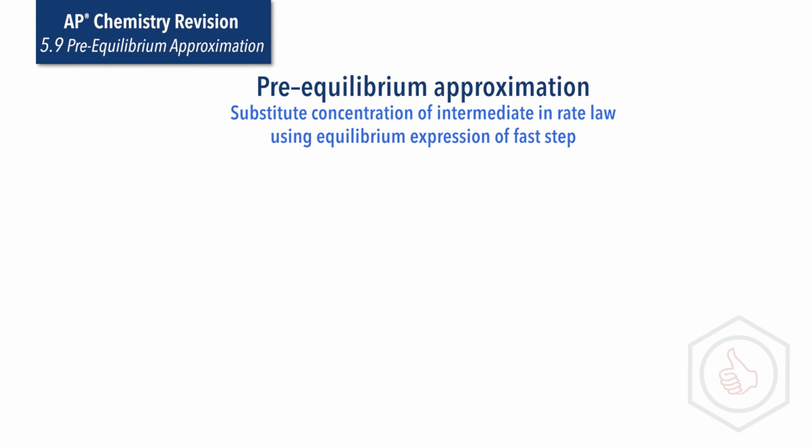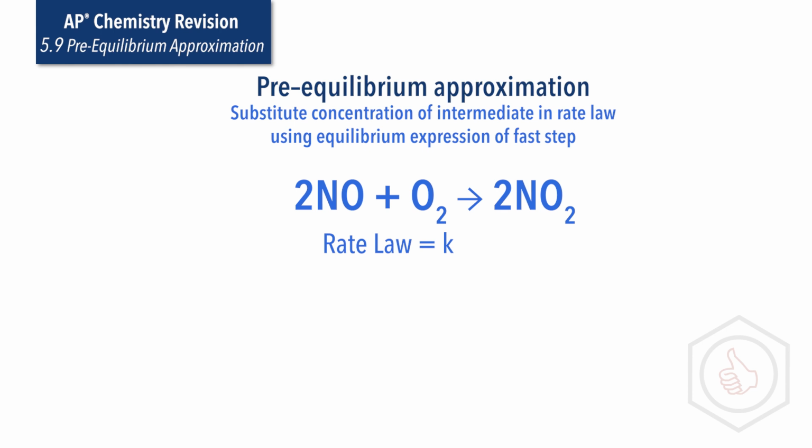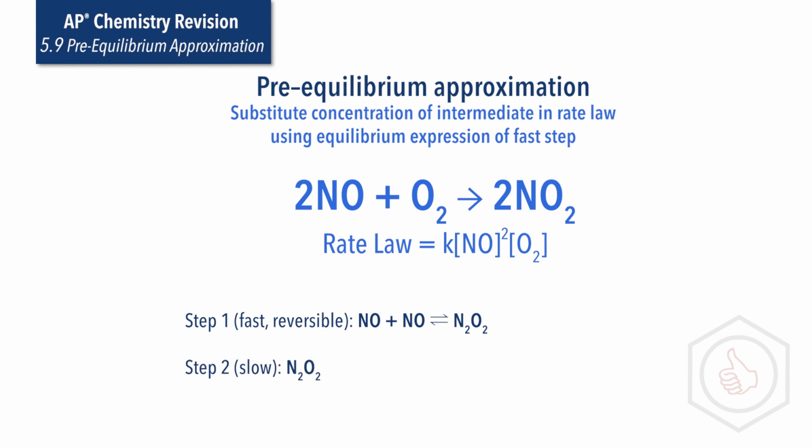For example, the overall reaction 2NO plus O2 goes to form 2NO2 has an experimental rate law of rate equals rate constant k multiplied by the concentration of NO squared multiplied by the concentration of O2. Now suppose we have a proposed mechanism of a fast first step of NO plus NO goes to form N2O2 intermediate, and then a second slow step of N2O2 plus O2 goes to form 2NO2.